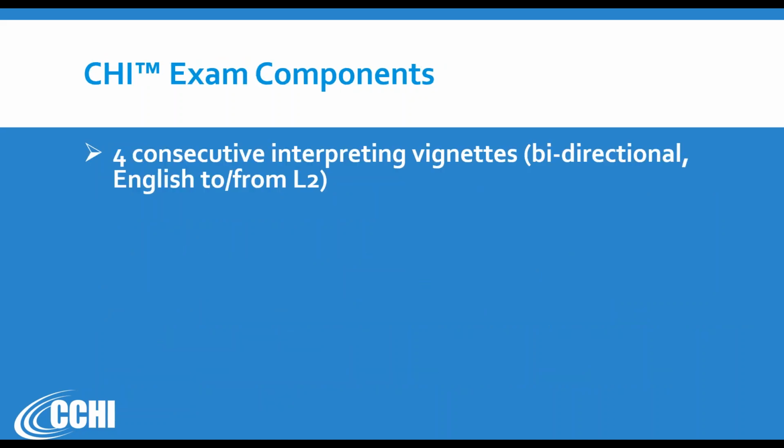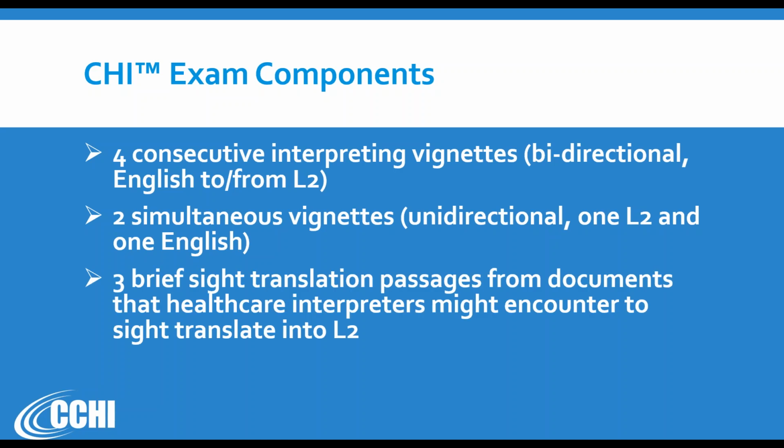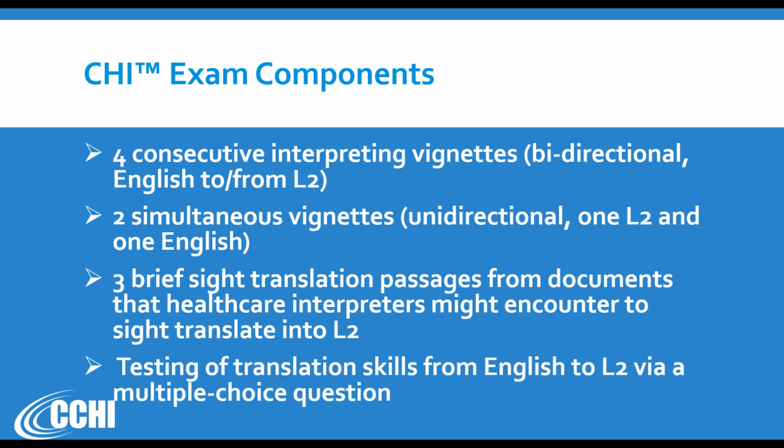So the components of the exam. There are 4 consecutive vignettes. Remember I said 7 items that you need to record? So out of those 7, 4 are dialogues. Obviously you'll be recording each utterance, not just the full dialogue as 1 recording, but we consider 1 dialogue, 1 response, and 1 vignette. Then there are 2 simultaneous vignettes, 1 from English and the other one into English. And then there are 3 paragraphs or passages in English that you will need to sight translate into your language. And the last component of the exam is 1 multiple choice question.